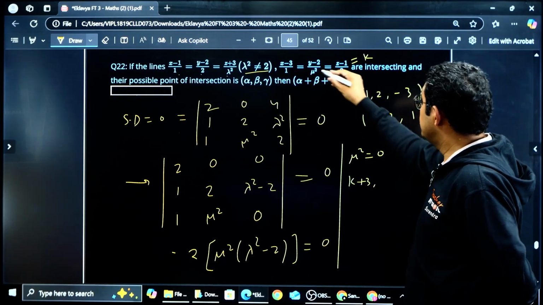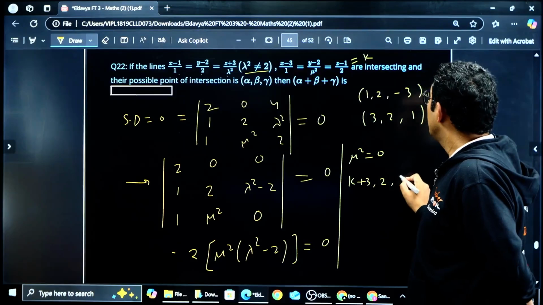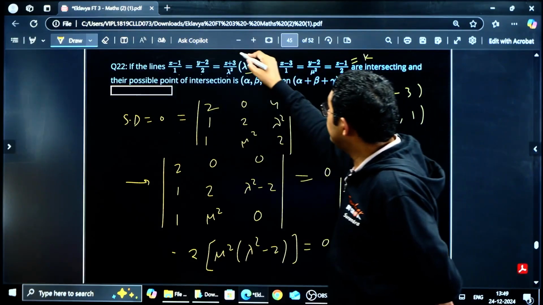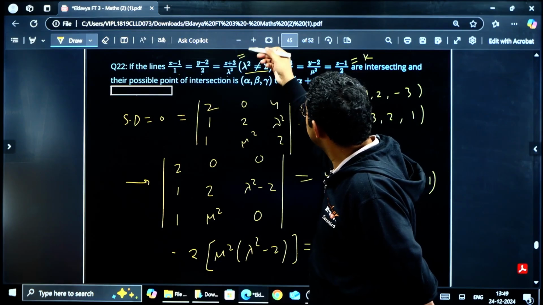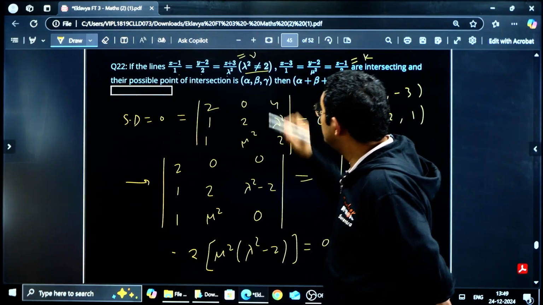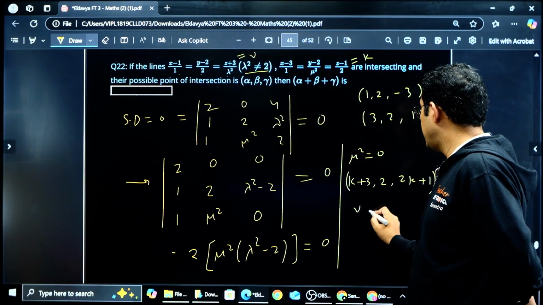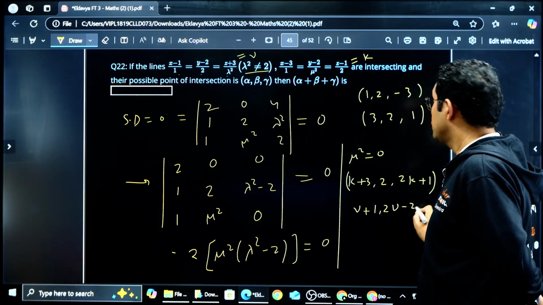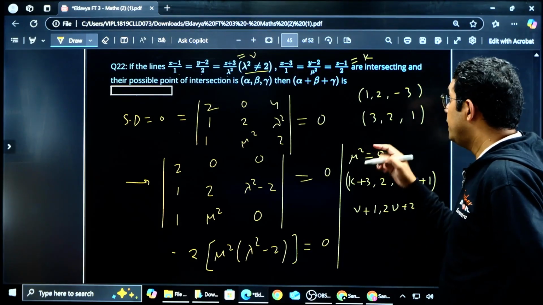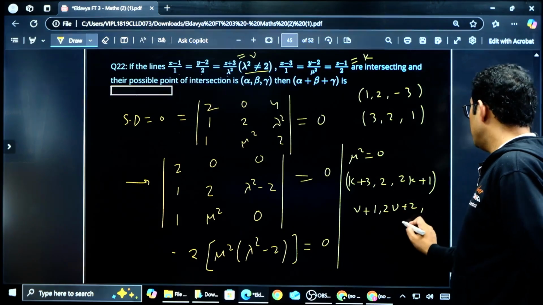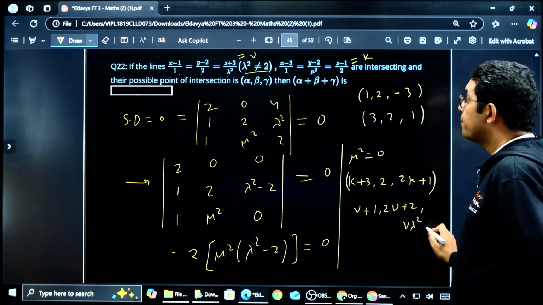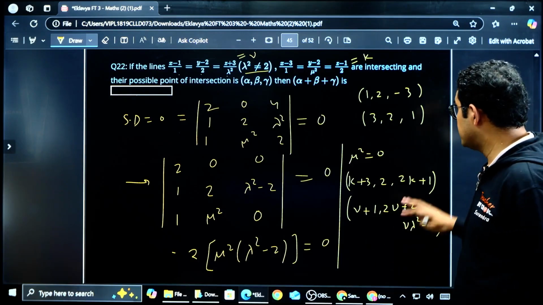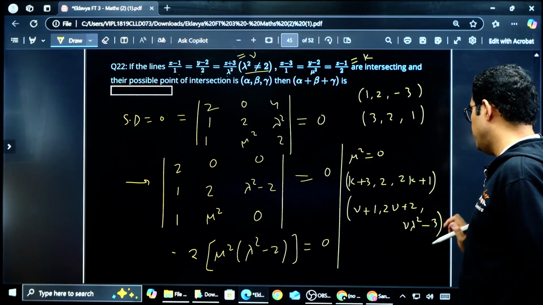Okay, and then this is 0, so it will be just 2 here, and then 2k plus 1. That is 1 point. Likewise, if I take some point in terms of, let's say, some constant nu, it will be nu plus 1, 2 nu minus 2, 2 nu plus 2 actually, and here it will be nu into lambda square plus 3, minus 3 actually. Now these 2 points should be same for certain value of k and certain value of nu.